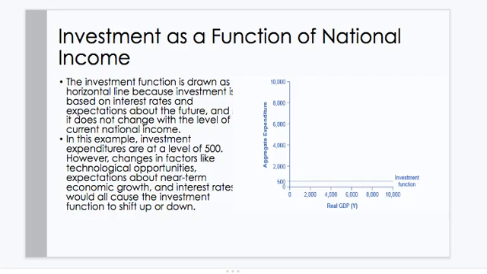So here we have consumption as a function of national income, investment as a function of national income. The investment function is drawn as a horizontal line because investment is based on interest rates and expectations about the future, and it does not change with the level of current national income. In this example, investment expenditures are at a level of 500. However, changes in factors like technological opportunities, expectations about near-term economic growth, and interest rates would all cause the investment function to shift up or down.